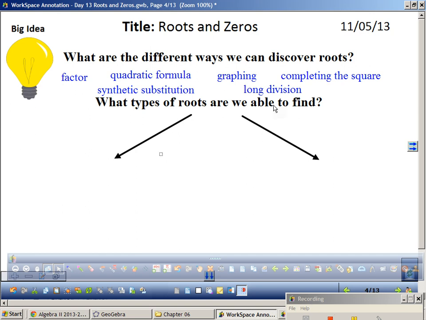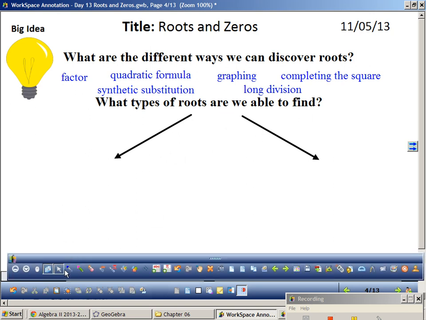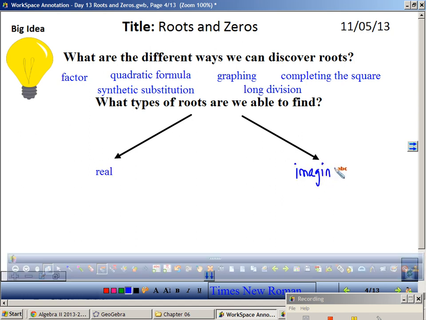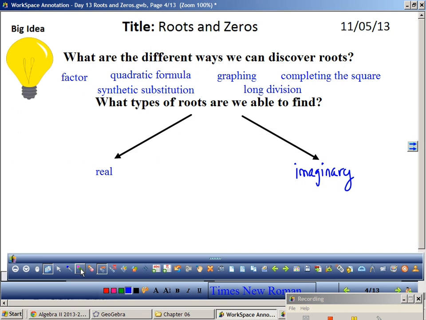Okay, what types of roots are we able to find? Two different types. Rational and irrational go underneath an umbrella called real, and imaginary. Under real, we have two different, right? What do we have?